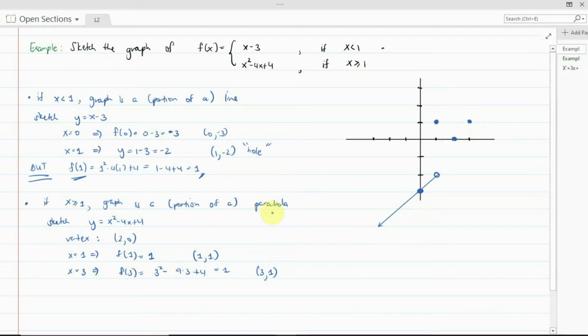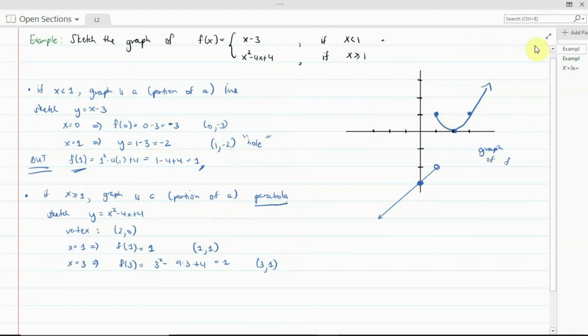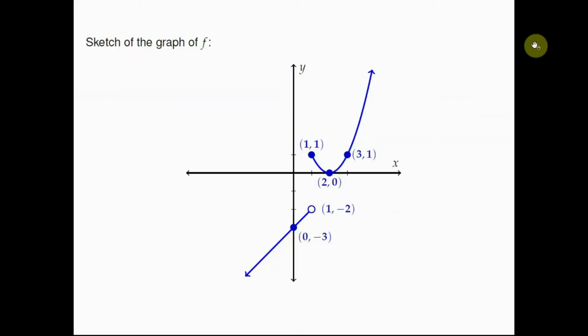And then, we connect them. Tapos, take note natin na ang fino-form natin ay parabola. So, pag kinonnect natin, ganito dapat. Ayan. So, that is your graph of f. So, sa kaliwa ni 1, it is a line. Sa kanan ni 1, it is a portion of a parabola. Ito ngayon ang itsura ng ating graph.